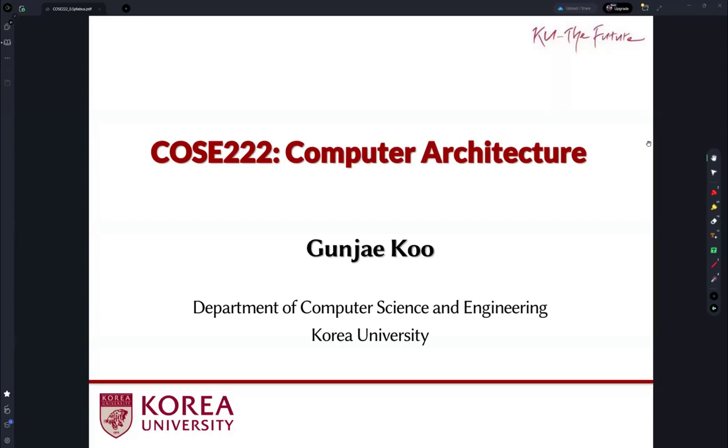I will briefly introduce this course. This is the computer architecture course, and the university has changed the Blackboard system, so now I'm learning about this Blackboard system. In the previous semester I utilized a different Blackboard system, but the university changed this LMS, the learning management system. So now I'm learning.